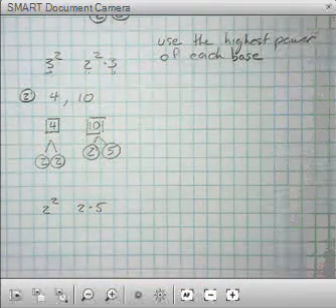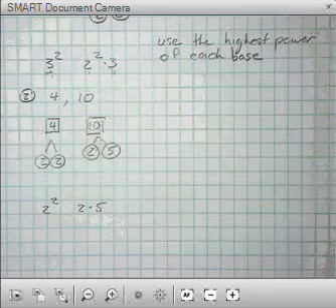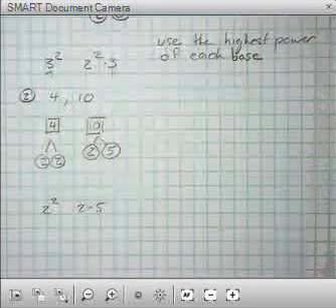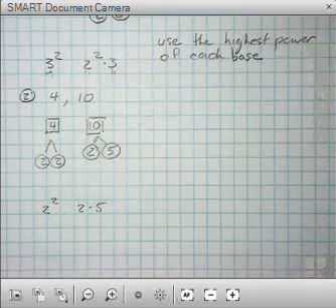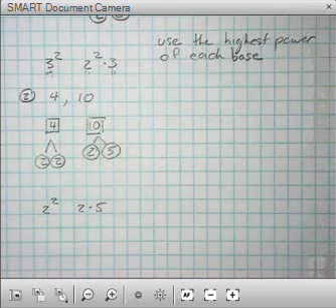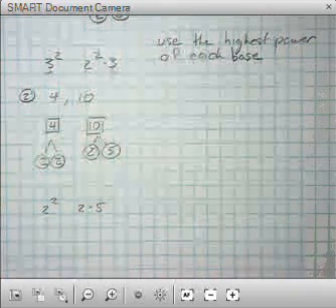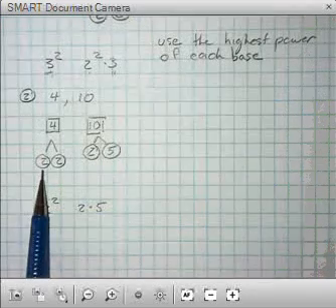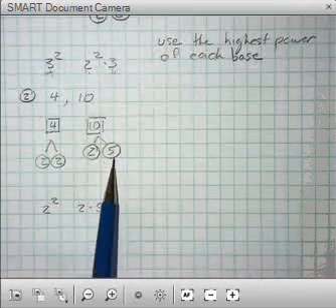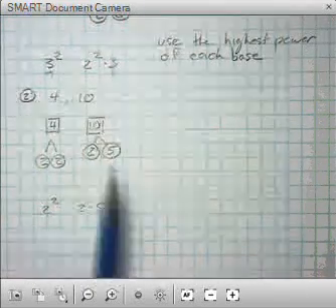Now for the prime factorization. Yes. So the prime numbers are like numbers that can't be reduced. Yeah, prime numbers are numbers whose only factors are 1 and itself. So the only things I can multiply together to get 2 are 1 and 2. The only things I can multiply together to get 5 are 1 and 5.